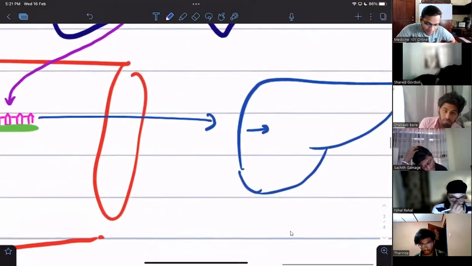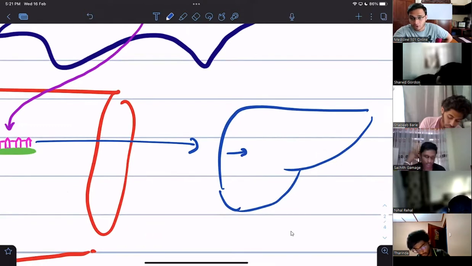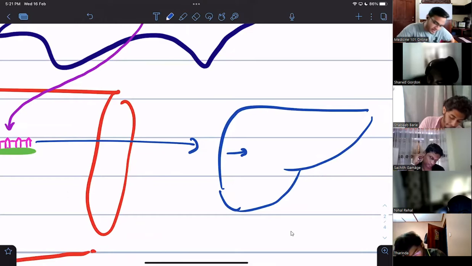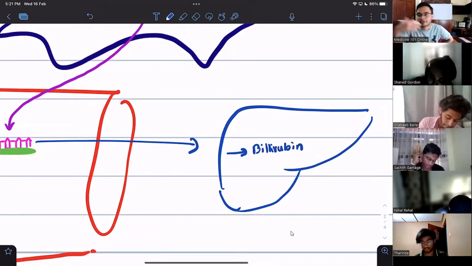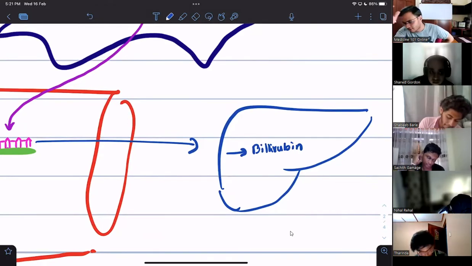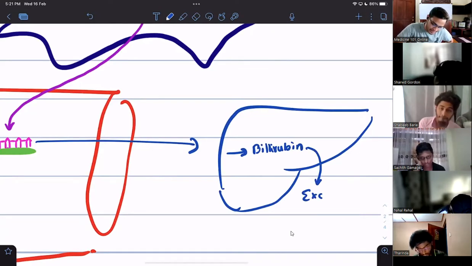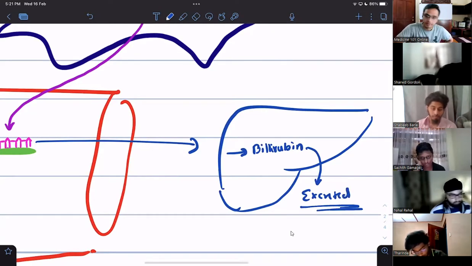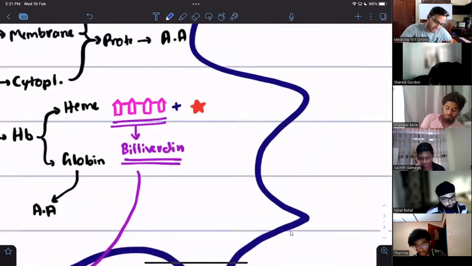In the liver, what happens to biliverdin, guys? Don't worry, these things are not related to today's chapter. That's why I'm not going through all of them. Once we come to hemolysis, we'll talk about these in depth. Biliverdin is converted to bilirubin. We'll talk about conjugated and unconjugated bilirubin in the hemolysis chapters. And that will eventually be excreted. That one we are not again bothered about.